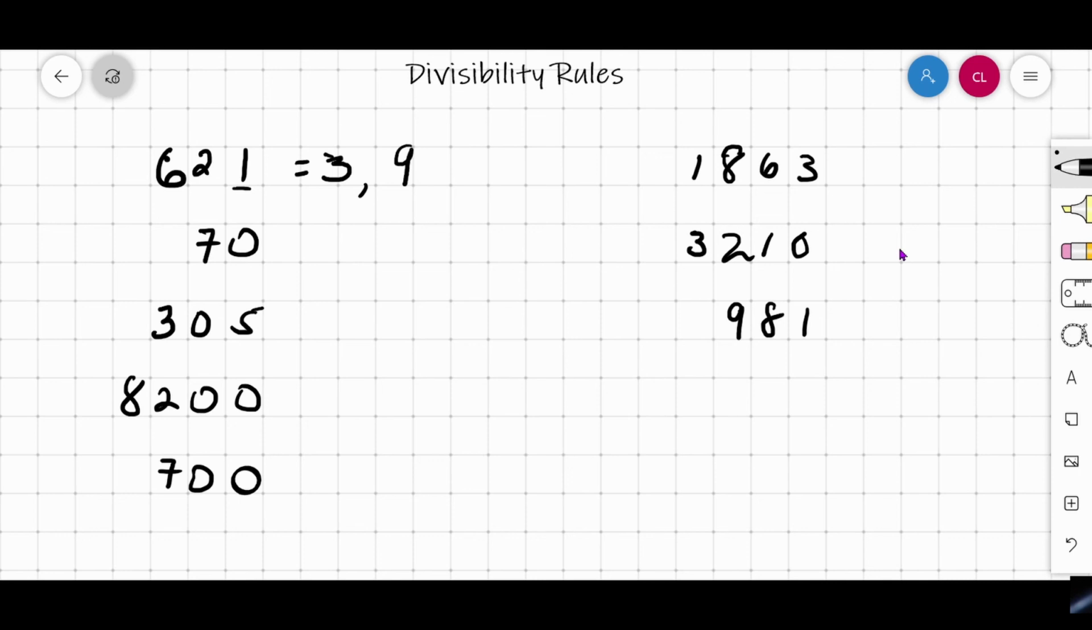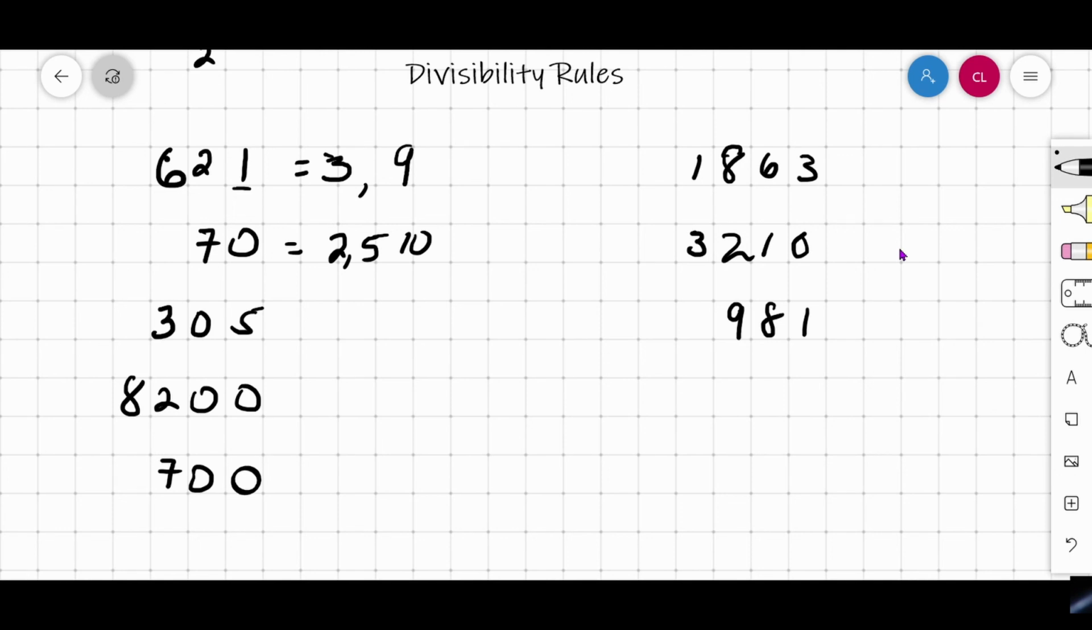Alright. What about 70? Well, 7 and 0, no. But it ends with 0. So that means it's even. Therefore, 2 can go into this number. 5 could go in there as well, right? 10 could go in there as well, right? Based on what they asked us for. They asked us for 2, 3, 4, 5, 6, 9, or 10. Right? Let me just put that up here.